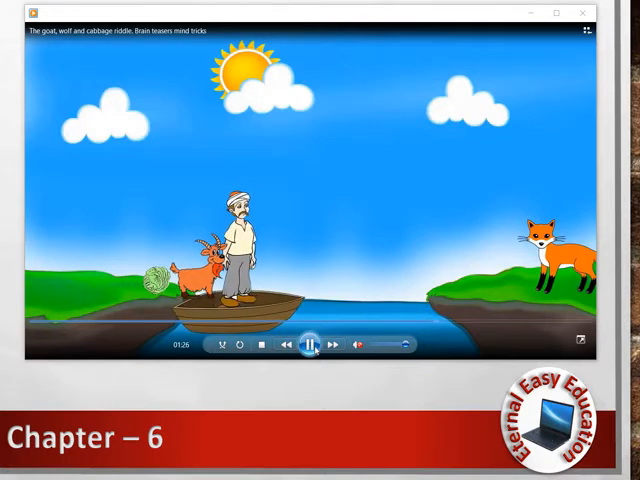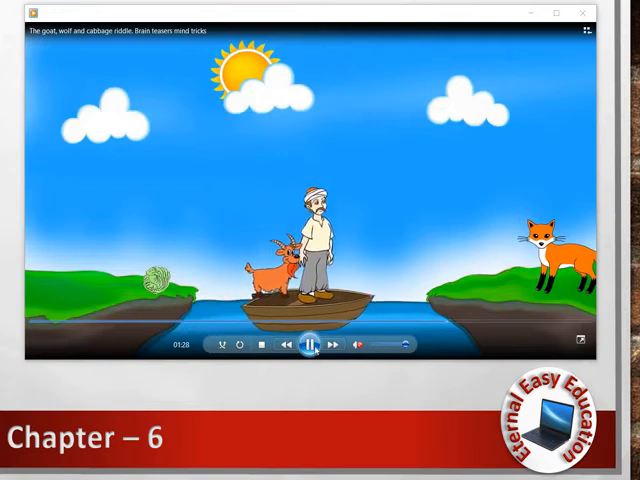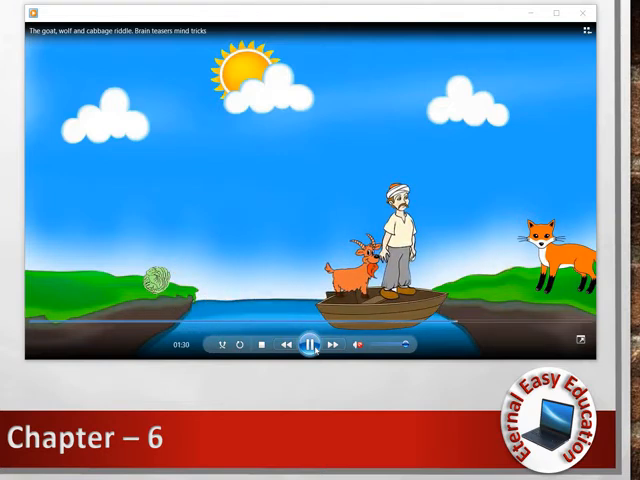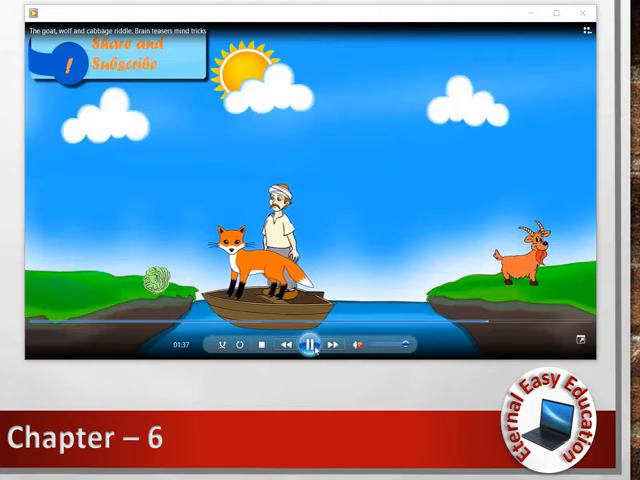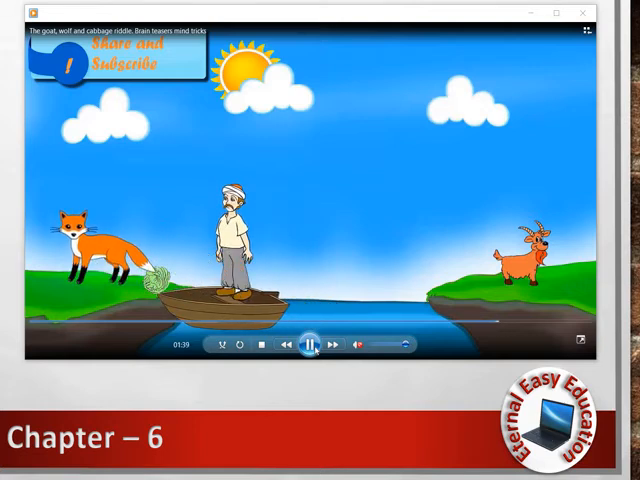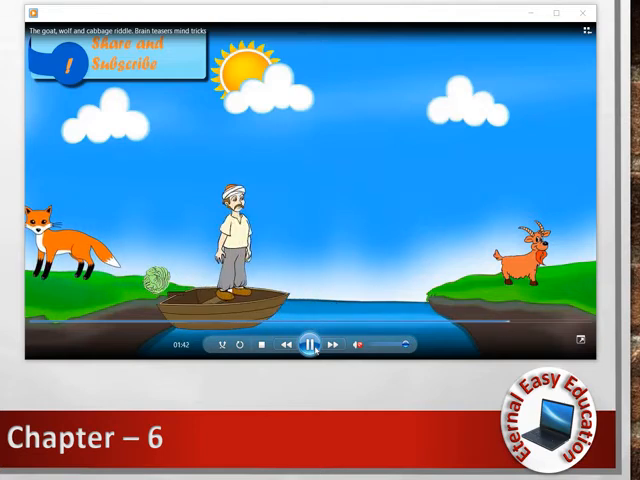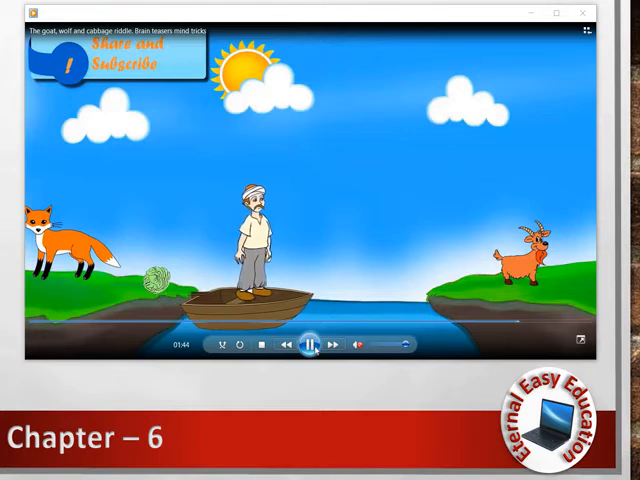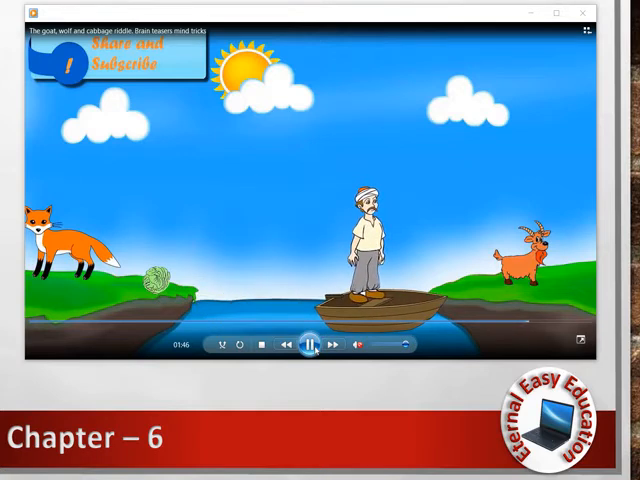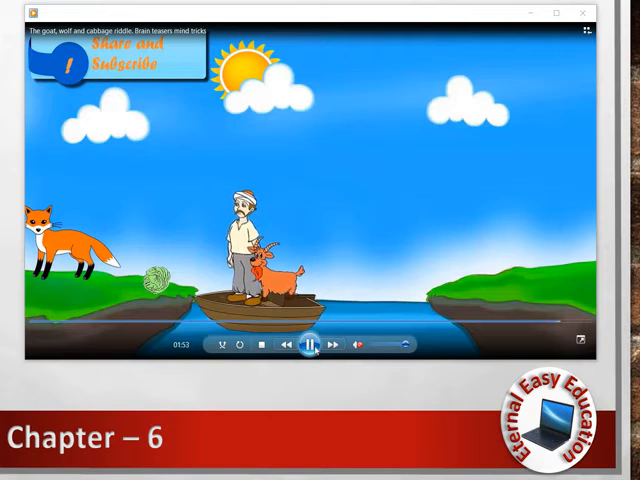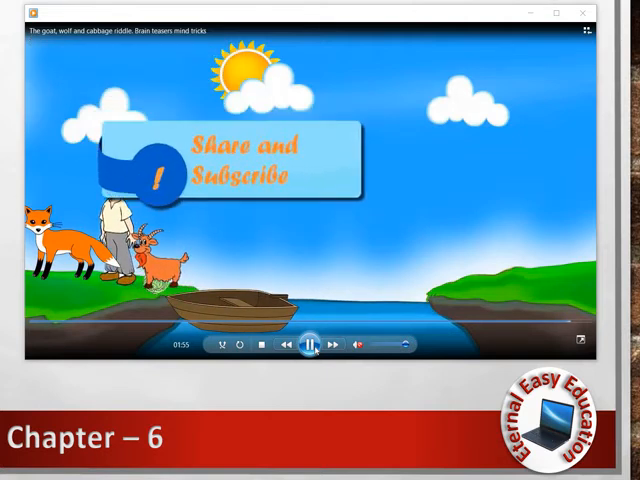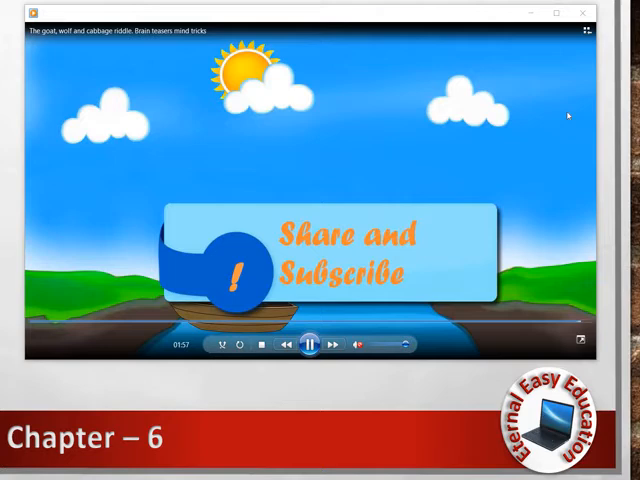Now he is taking the goat to the next place. He is leaving the goat there and taking the wolf to the next side of the river. Now he is going to take the goat. So finally, by this sequence of steps, he reached the next side.